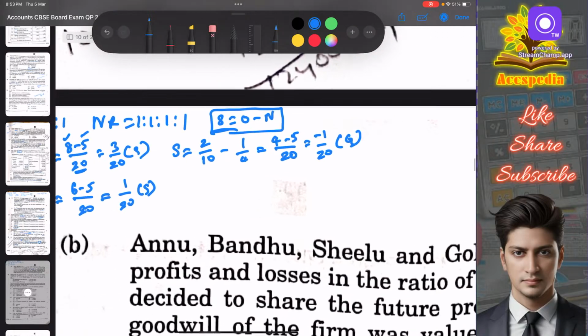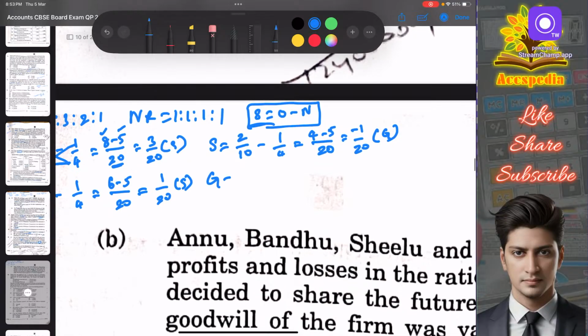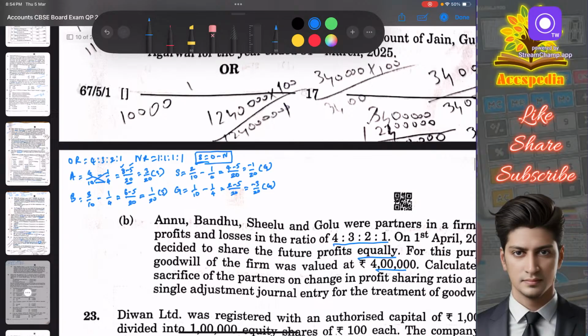Then at last we have Golu. 1/10 minus 1/4. LCM 20, this into 2, this into 5. So minus 3/20. The journal entry is: gaining partners' accounts debited, sacrificing partners' accounts credited. That is Shilu's capital account and Golu's capital account debit. Annu and Bandhu's capital account credit.